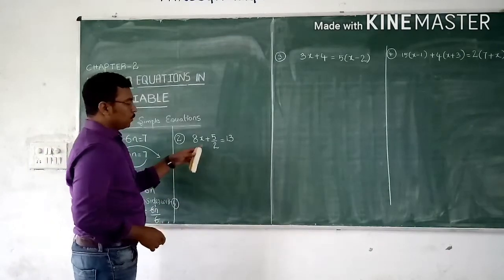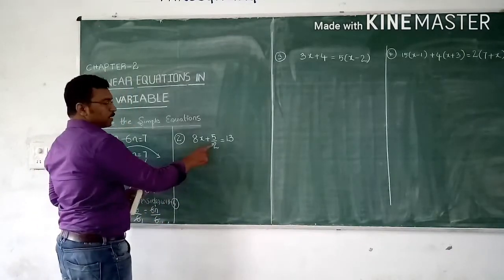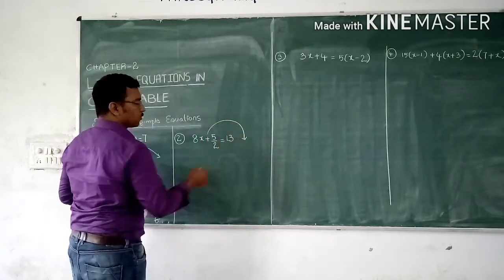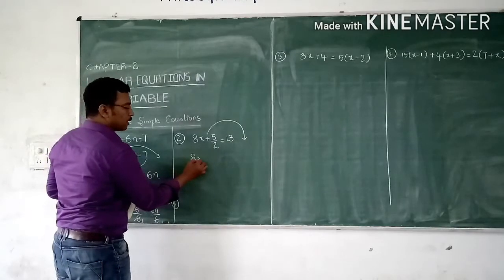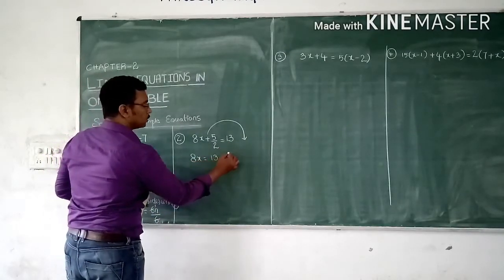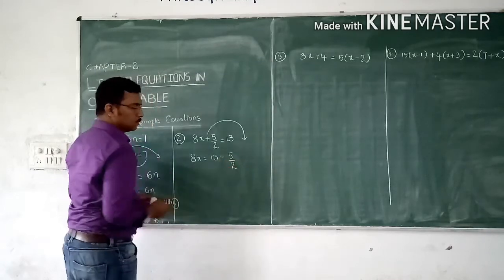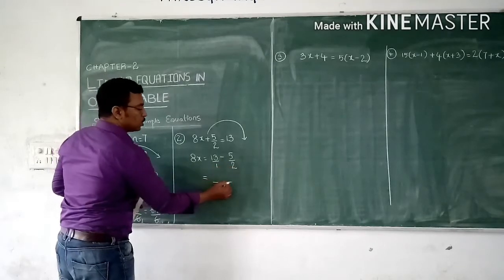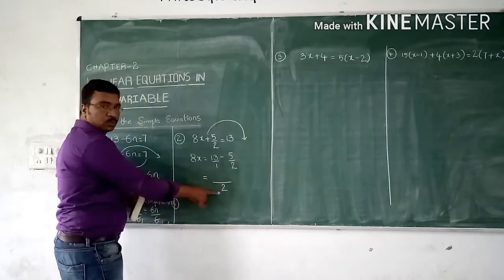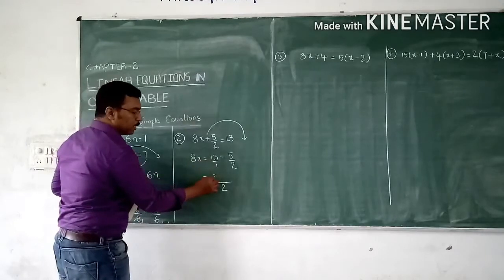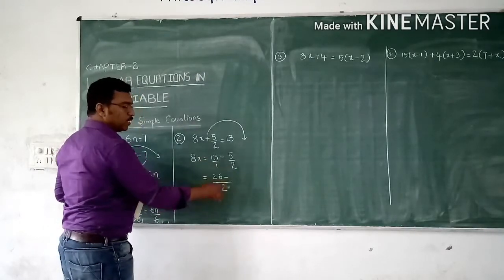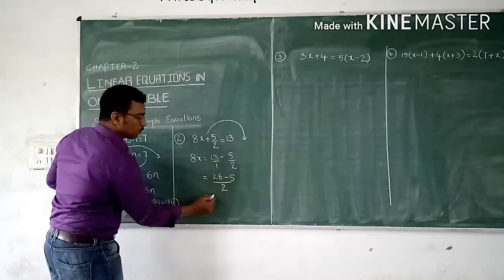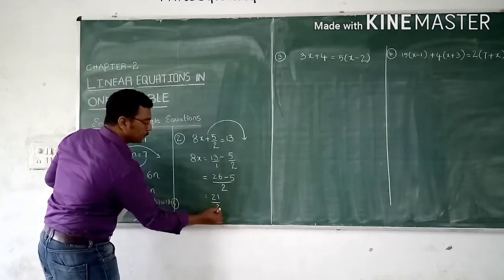Here is one more problem. 8x plus 5 by 2 is equal to 13. I am transposing this plus 5 by 2 to this side. So what happens? 8x is equal to 13 minus 5 by 2. Now I am writing this 13 as 13 by 1. The LCM of 1 comma 2 is 2. So 1 divides 2 two times. 2 into 13, 26. Minus 2 divides 2 one time, 1 into 5, 5. 26 minus 5, 21 by 2.